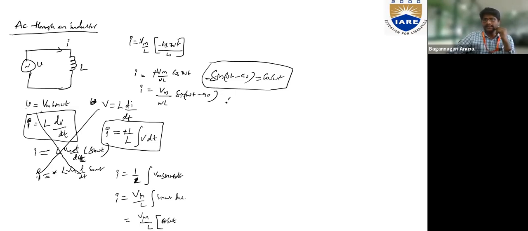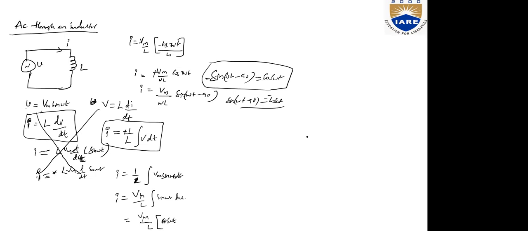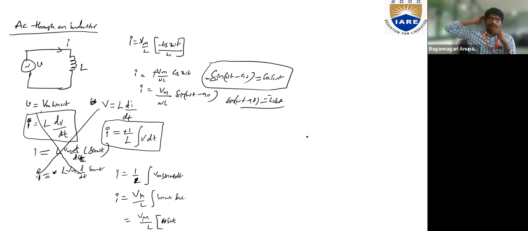Will you accept that sine omega t minus 90 is equal to minus cos omega t? Is that okay? Yeah, we can use it, right? So we have applied Lenz's law, but we haven't considered the negative effect. In general, we use the same equation, V is equal to L di by dt. So use the same here, right?